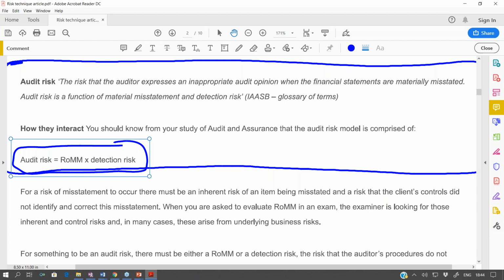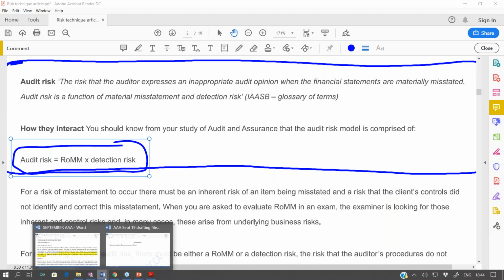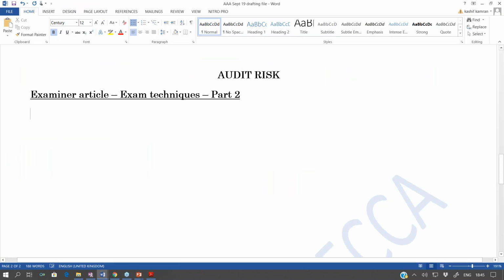But when the examiner asks you to evaluate the audit risk, then audit risk includes the risk of material misstatement as well as detection risk. So let's first take the formula and let's be very clear on the formula. Audit risk is equal to risk of material misstatement into detection risk. Now that means we have to work on both of them.